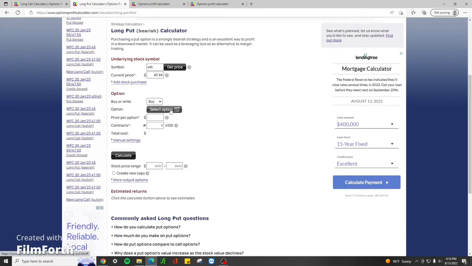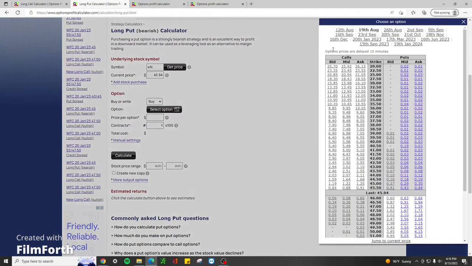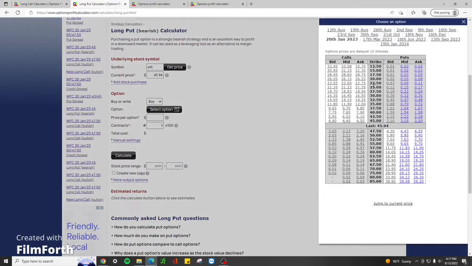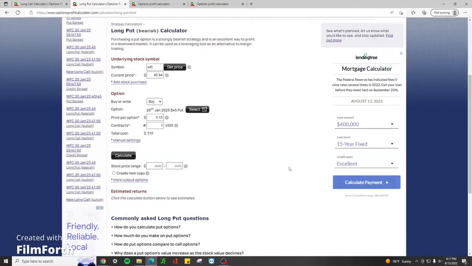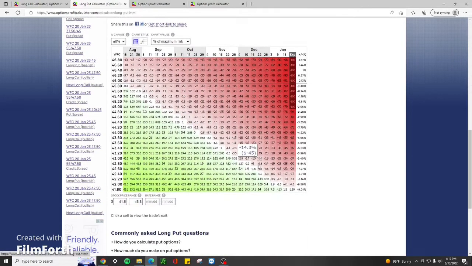Of course, we want to buy that put. We say select option, and of course, we'll stick with the January 2023, and would be on the put side as opposed to the call side. So on the put side, we want to just be close to the current price. So we'll say the mid at a $45 put. We click calculate, and it shows us how the profitability will change from a call strategy to a put strategy.